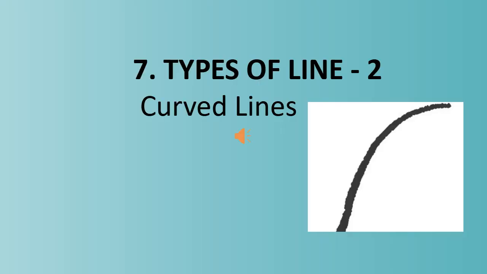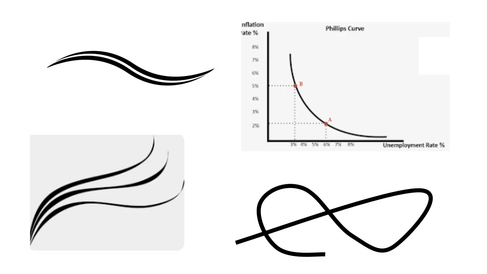Now I'll go on to the curved line, which is much more sinuous and multi-directional and has many more different and some complex effects. This is just an example of some of the variety of curved lines.